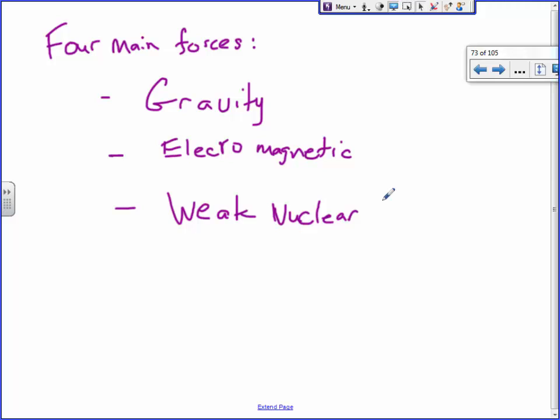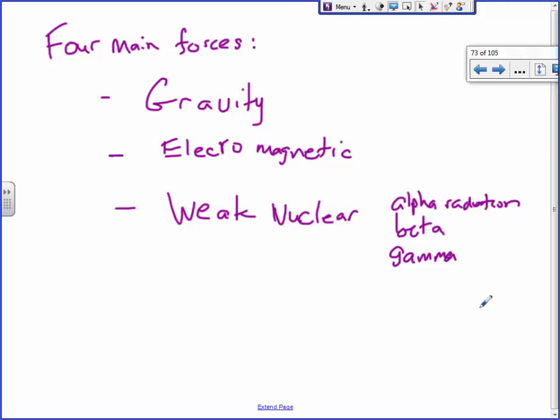Maybe you've heard of things like alpha radiation or beta radiation. Or, I know this one gets used in movies and stuff like that, but this actually does exist, gamma radiation. You ever heard of that sort of stuff before? So we'll discuss this later. That's another type of force.